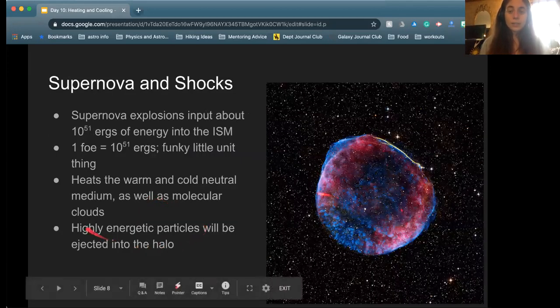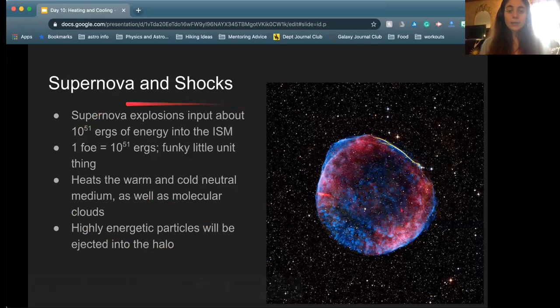So the first thing that could heat up the ISM is supernova and shocks, the shocks from supernova mostly, but also other things moving through the ISM. Every time a supernova explodes, it inputs about 10 to the 51 ergs of energy into the ISM. That's where we get this one FOE is 1 times 10 to the 51 ergs. So if you ever see the unit FOE, that's what it means. Not really used very often.